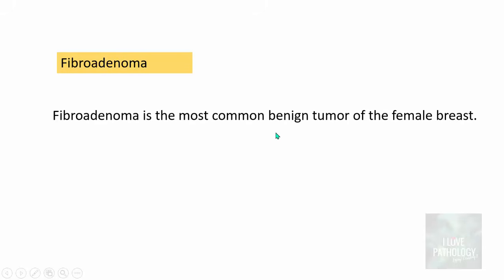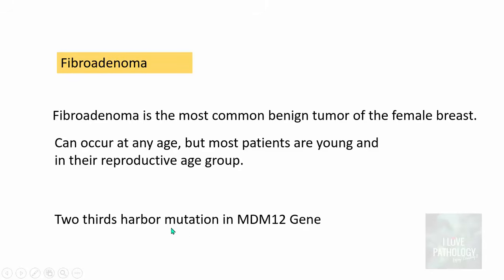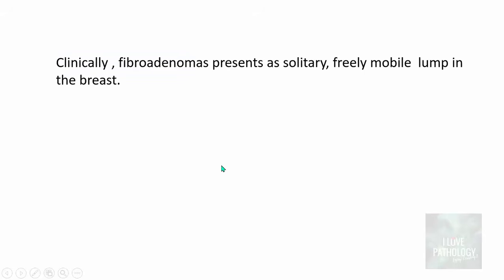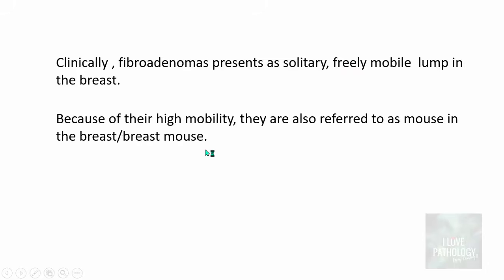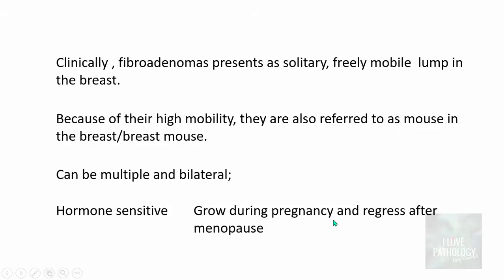Fibroadenoma is the most common benign tumor of the female breast. It can occur at any age, but most patients are young and in their reproductive age group. Two-thirds of fibroadenoma patients have mutations in the MED12 gene. Clinically, fibroadenomas present as a solitary, freely mobile lump in the breast. And because of their high mobility, they are also referred to as mouse in the breast or breast mouse. They can be multiple and bilateral. They are hormone sensitive tumors, which means they grow during pregnancy and they regress after menopause.